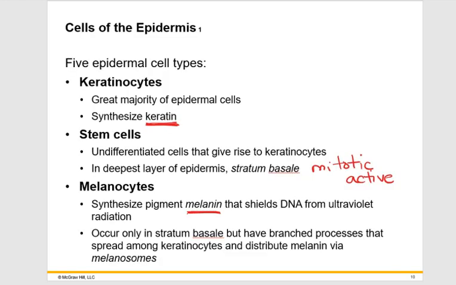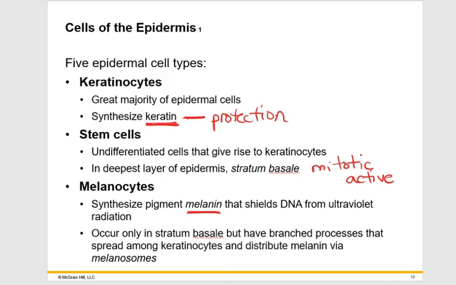Now let's look at some of the cells and talk a little bit more about function. Our keratinocytes, cells found in the epidermis, produce the keratin. The keratin is what gives us the waterproof layer, and so this is really a big part of protection, protecting us against water loss, against bacteria or chemicals coming into the skin that we do not want inside of our body. Our stem cells are the mitotically active cells that help us to continue to regenerate skin cells.